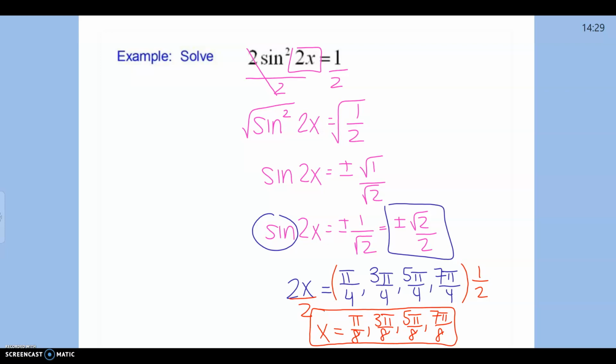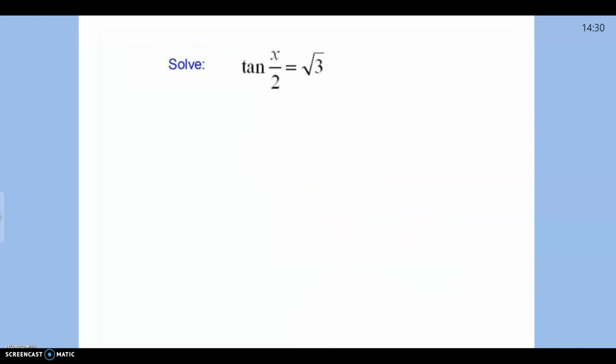So we're going to do one last question, okay? And I want you to make sure that you're paying attention to what makes this different than all the others. And what you should notice is we have this x over 2, y'all. That's what makes this different. The cool part is there's nothing else I have to do to get tangent by itself. It's already by itself. So my job now really is to just figure out everywhere on the unit circle where the tangent is square root of 3. So I have x over 2 equals.